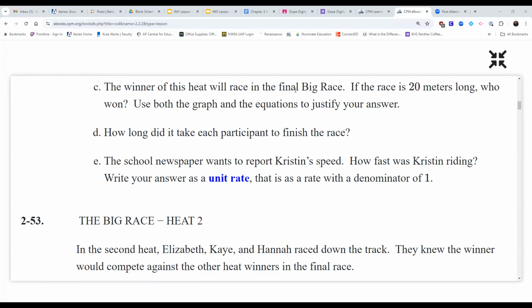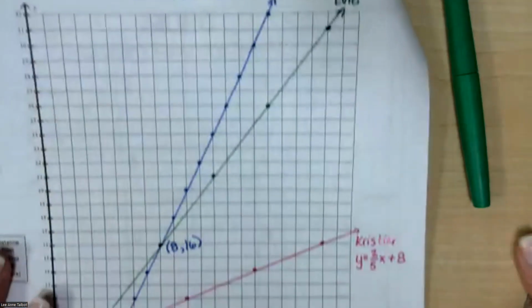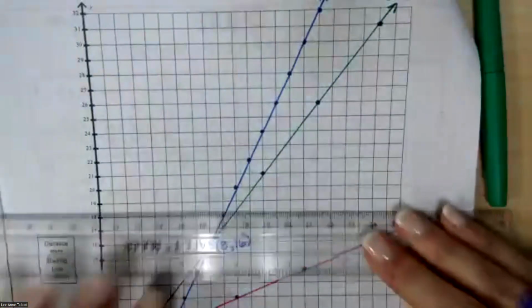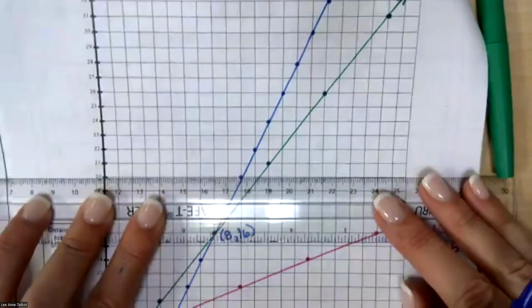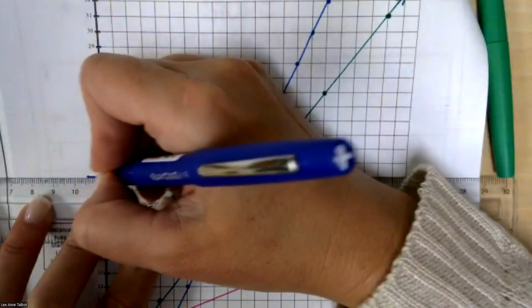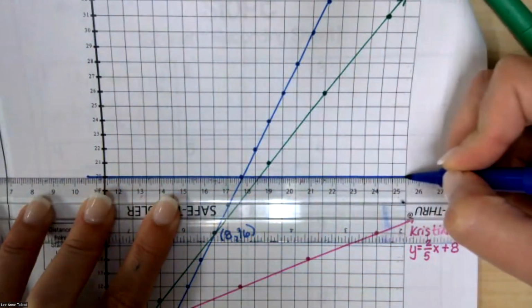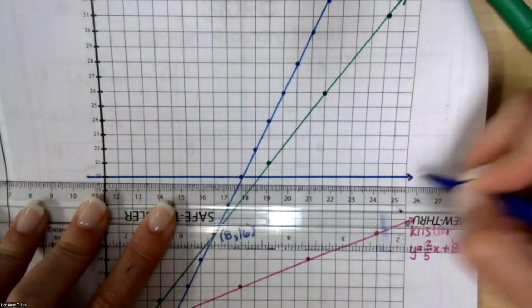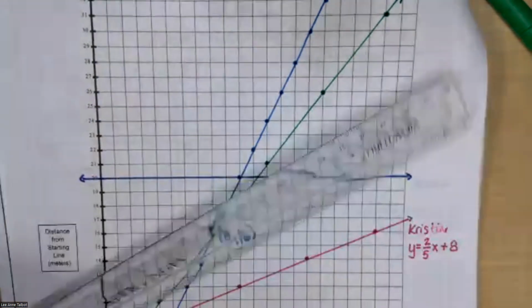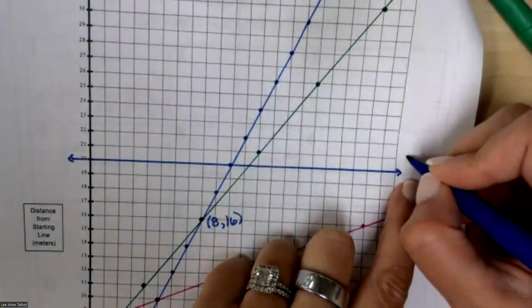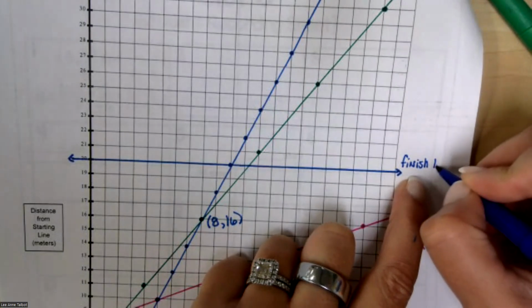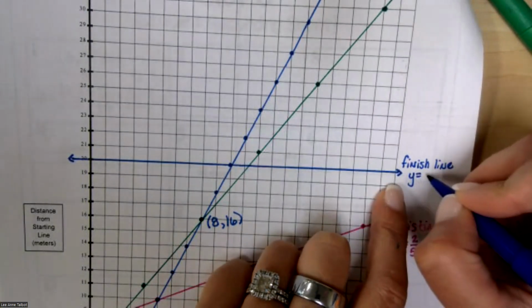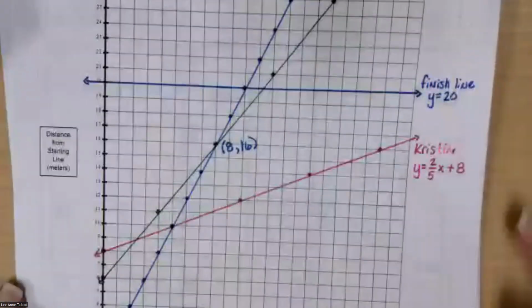The winner of this heat will race in the final big race. If the race is 20 meters long, who won? Use both the graph and the equations to justify your answer. Okay, so what we're gonna do is go to 20 meters. 20 meters is the finish line. Now we're gonna draw in the finish line. This is the finish line, and it has an equation of y equals 20.